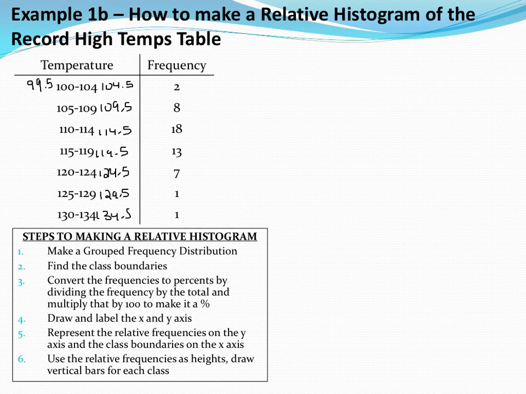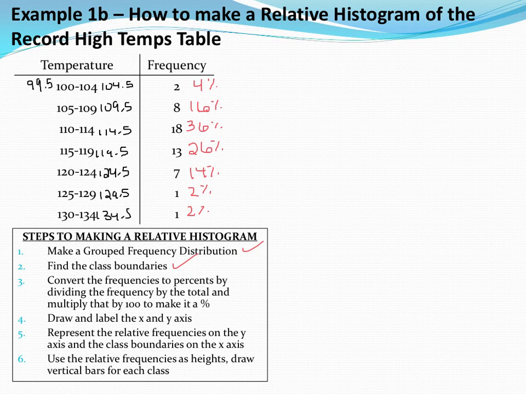So I'm going to take 2 and put it over 50. When I do 2 divided by 50, I get 0.04. I'm going to multiply that by 100, and I get 4%. I'm going to do that for every single one of them. If you need to, pause the video, try it yourself, and see if you get the same numbers that I do.